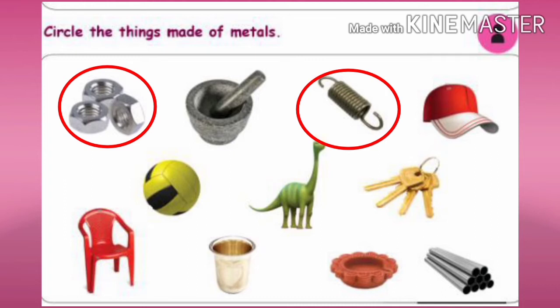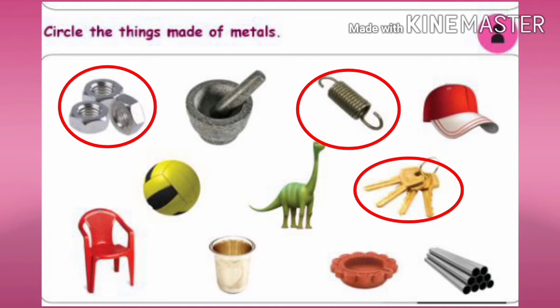And next, see the next row, children. In this row, there is a bunch of keys, isn't it? So, we have to circle this key, because these keys are also made of metal. So, circle this one, children. Yes. And in the last row.